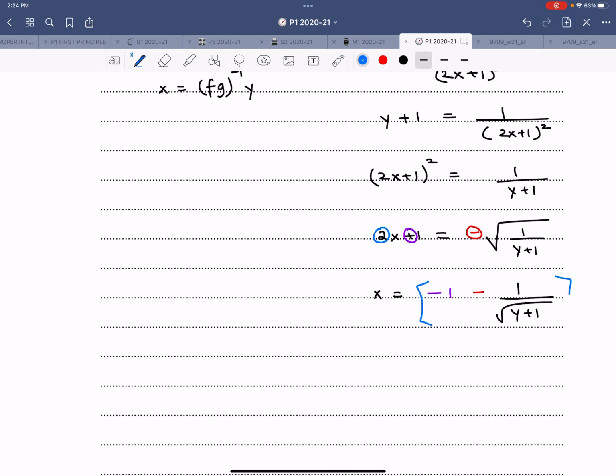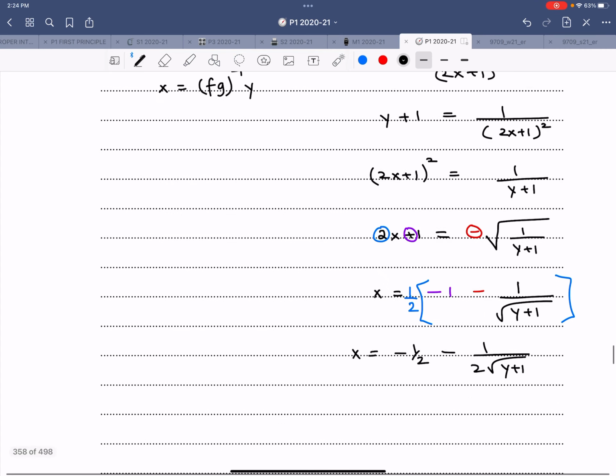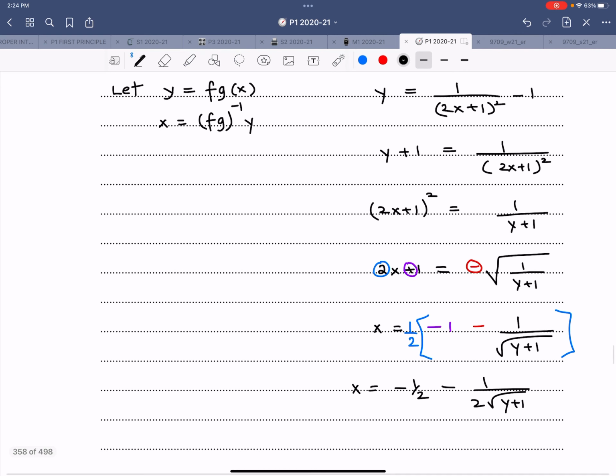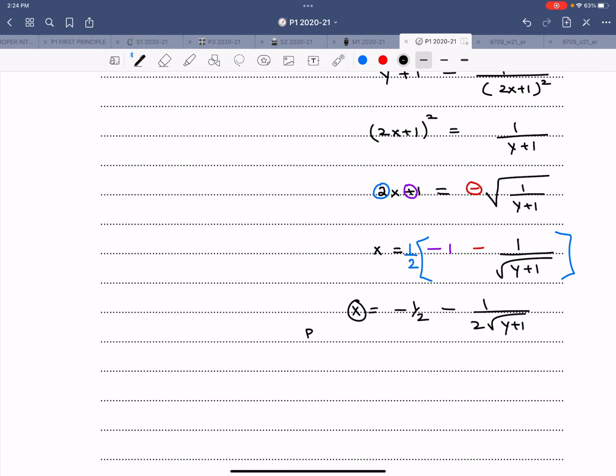So this is 1 over 2 common out. So now you want to expand it and write it like this: minus half minus 1 over 2 square root of y plus 1. But we write it in terms of x. But x is fg inverse y. So therefore fg inverse x equals minus half minus 1 over 2 square root of x plus 1. That is the answer for this particular expression.